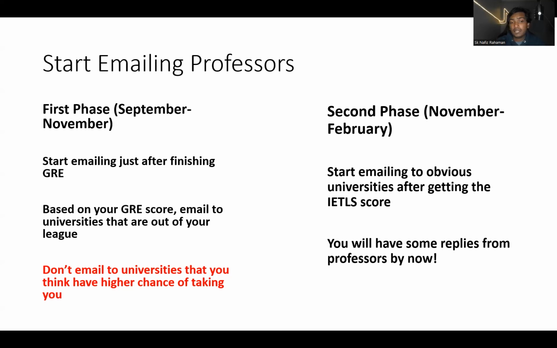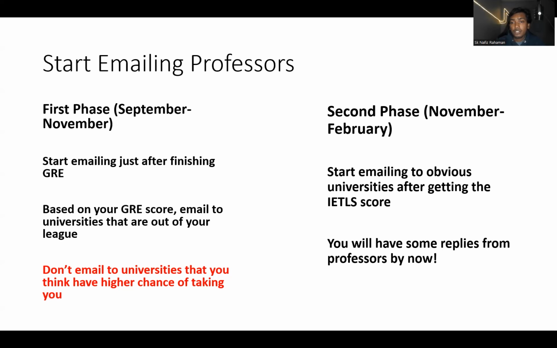And don't email universities that you think have a higher chance of taking you, because you still don't have the IELTS score, which is mandatory. GRE is not mandatory, but IELTS is mandatory. So you must have an IELTS score to email the professors that you think have a high chance. So that is where the second phase starts, after taking the IELTS.